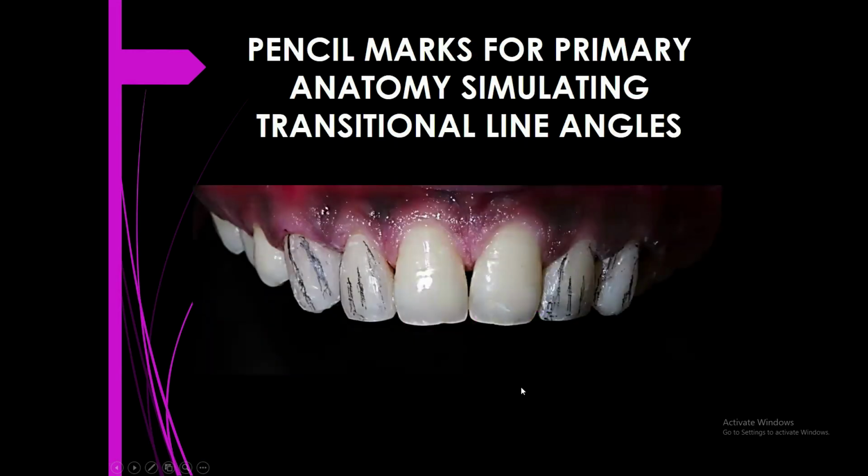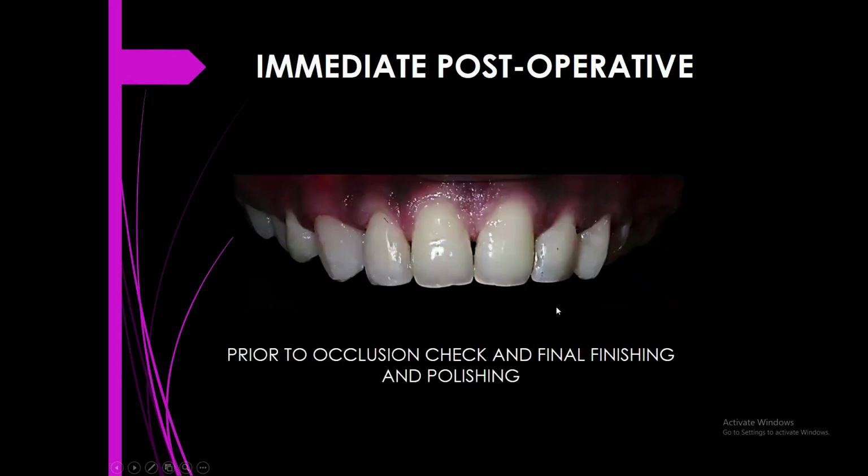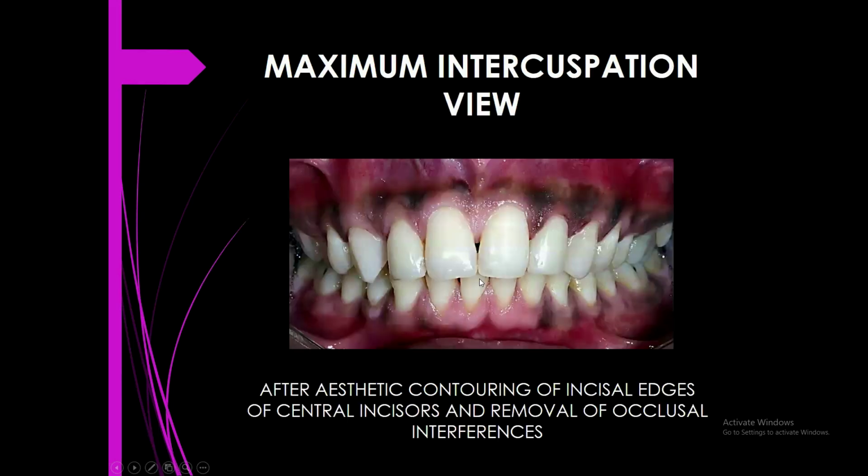Immediately after we were done with the build-ups and removed the rubber dam, this is grossly how it looked. You can see after removal of the rubber dam, there are these bleeding spots here and there. The teeth look a bit dehydrated. We used pencil marks to mark the transition line angles and to give it a good primary anatomy. After doing the gross finishing and polishing, this was how it looked.